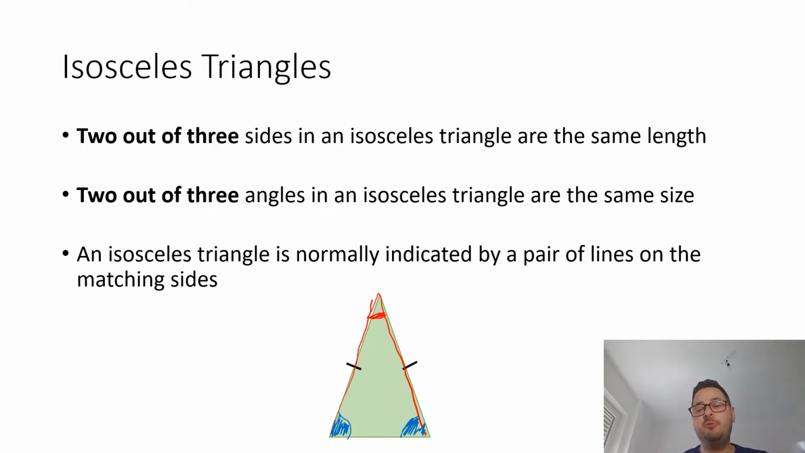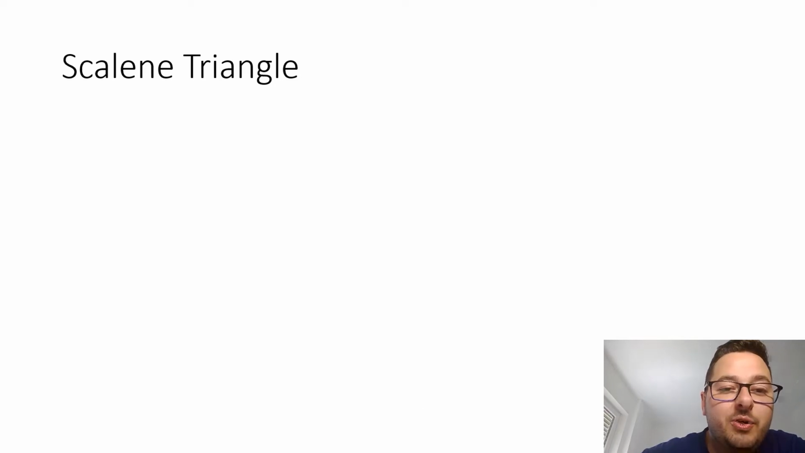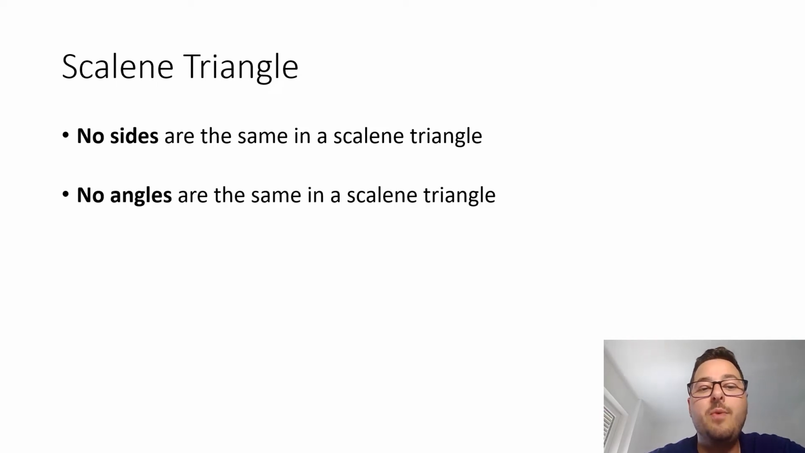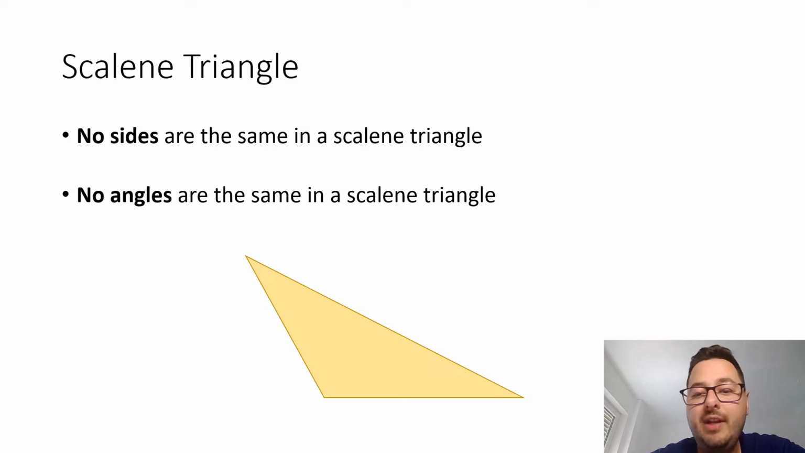So we've had equilateral, all 3 lines and angles are the same. Isosceles triangle, 2 out of 3 lines and angles are the same. And now we've got a scalene triangle where none of them are the same. So no sides are the same length and no angles are the same size in a scalene triangle. Okay, and it might look a bit like that. So there you go.